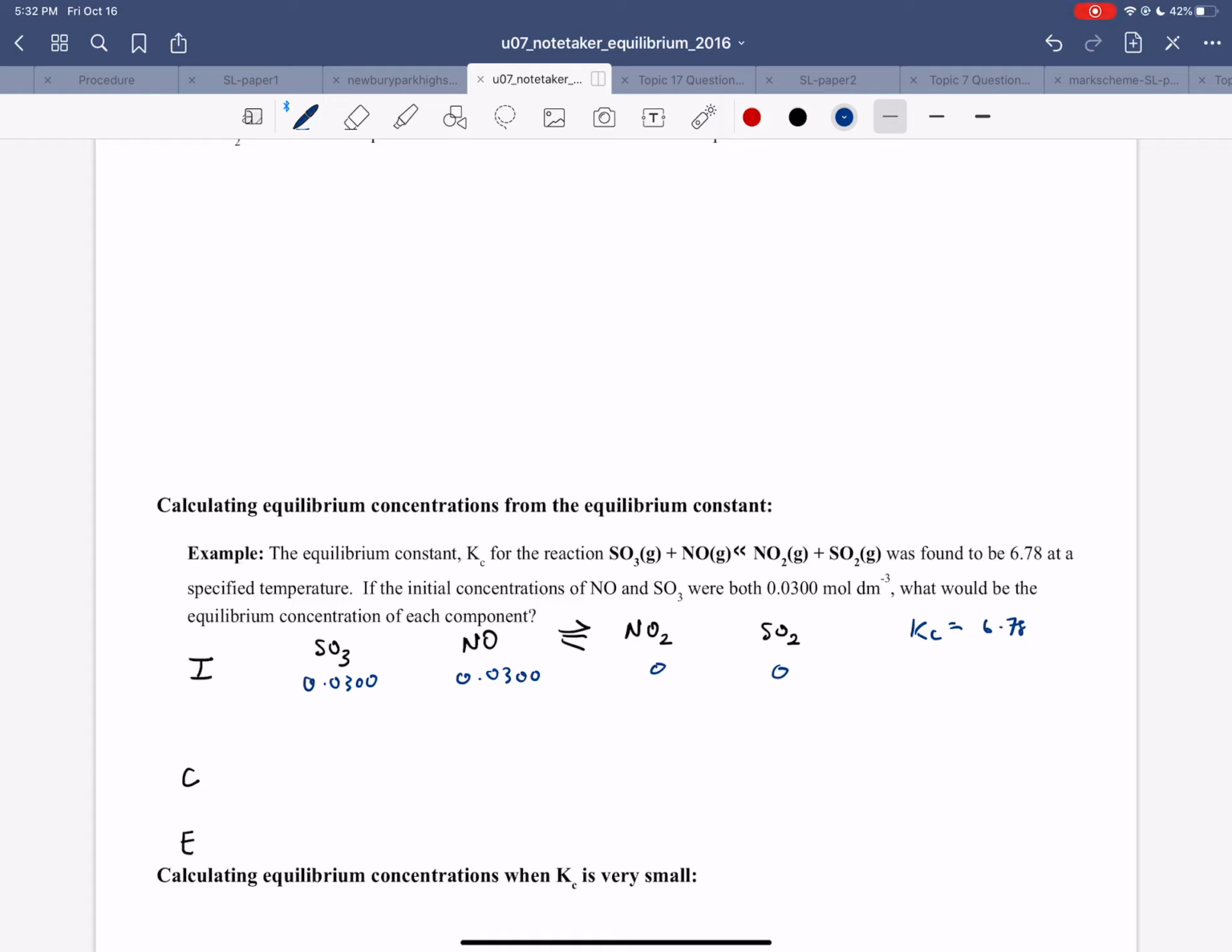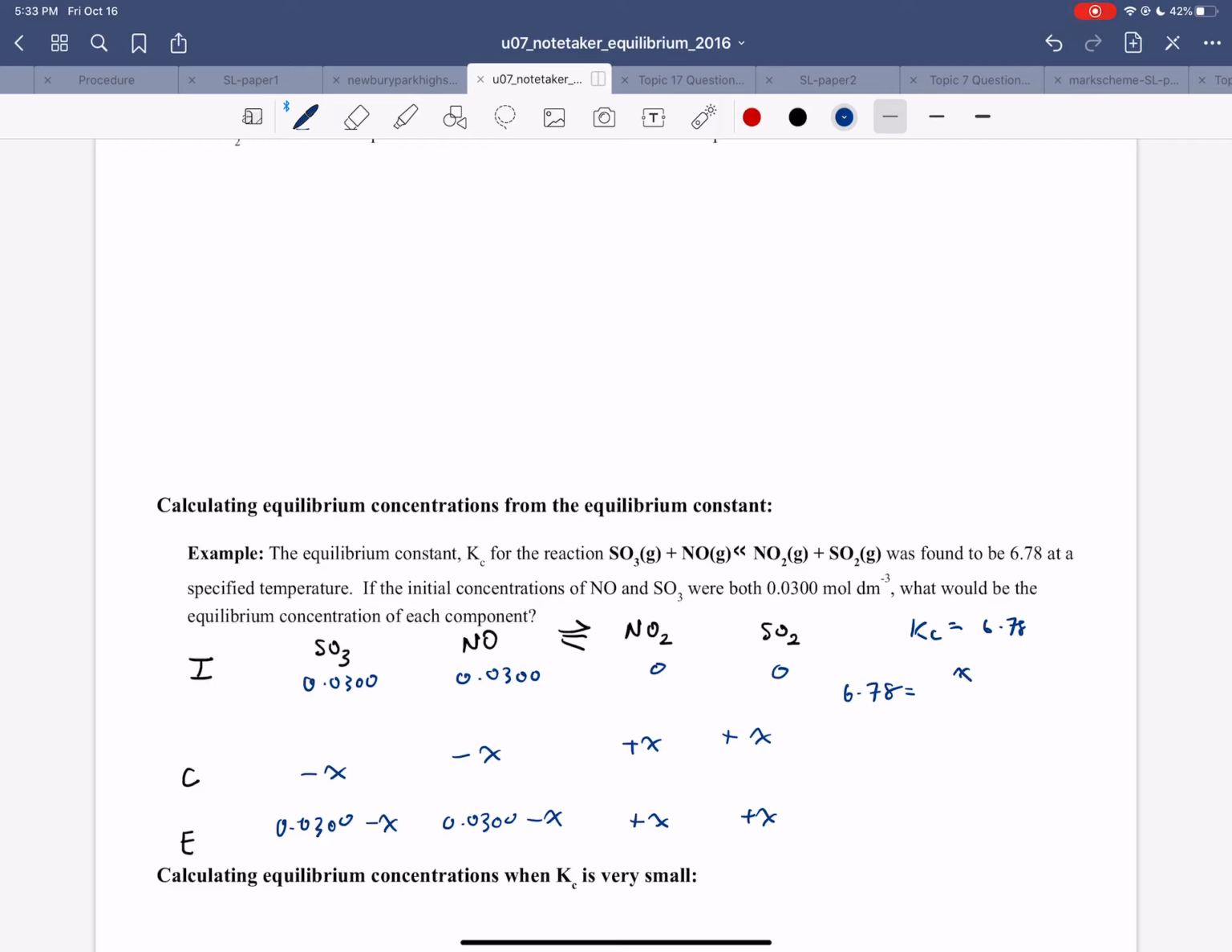So we don't know what they change in, so we'll call that x. In which case this is, sorry, add x. Because they're products, we add x. These ones will subtract x. Because it's 1 to 1 to 1 to 1, the changes are all x. They're all subtracting or adding x. If this, for example, is 2, then we'd be subtracting 2x. But that's not 2, so we don't have to worry. We know that Kc, or 6.78, is equal to NO2 times SO2, our products.